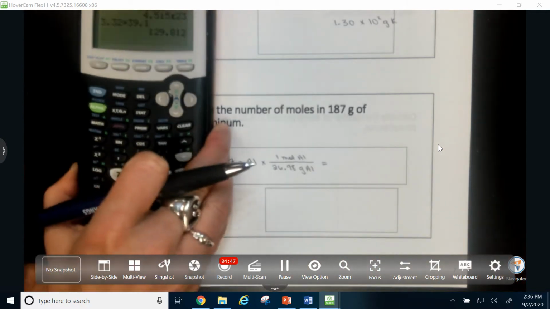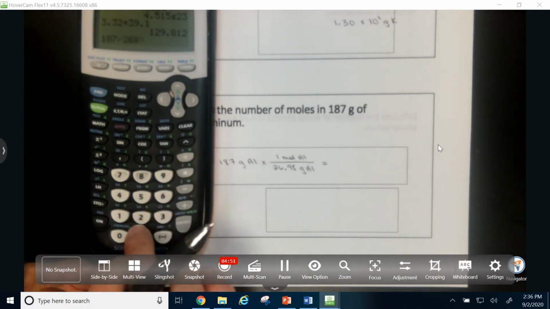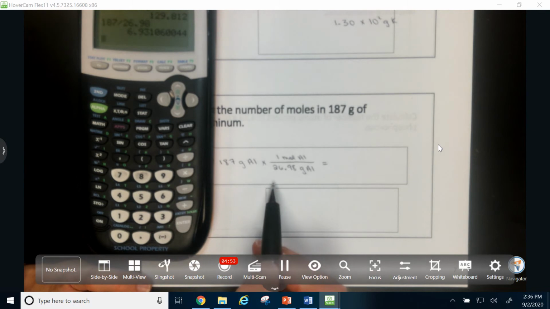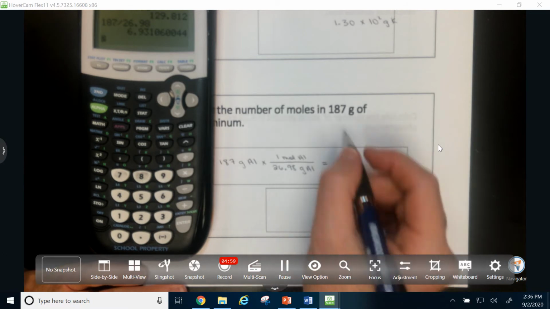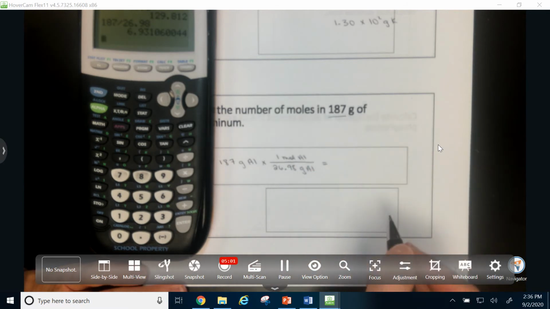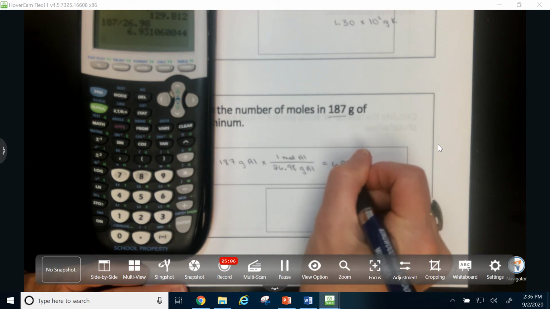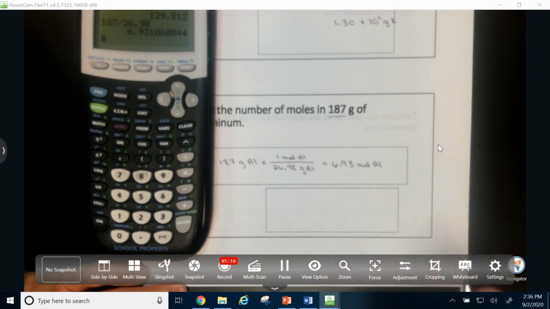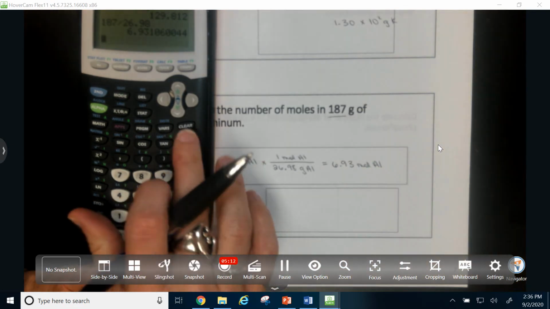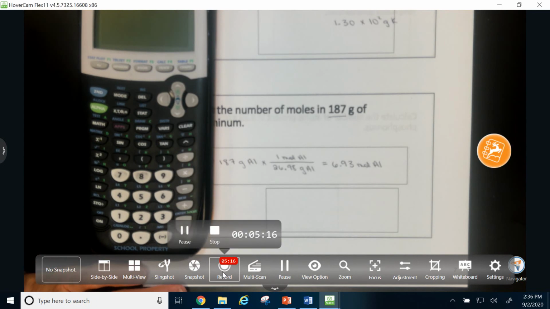Then I take 187, and I'm going to divide it by 26.98, because the 26.98 is in the bottom. Every time the number's in the bottom, I divide. If it's in the top, I multiply. I need to have 3 sig figs because of the 187, so I will record my answer as 6.93 moles of aluminum. Alright, I will go over the multi-step problems in the next video.